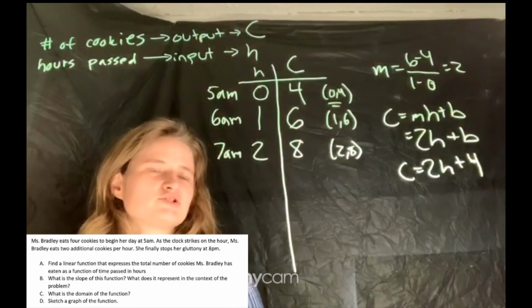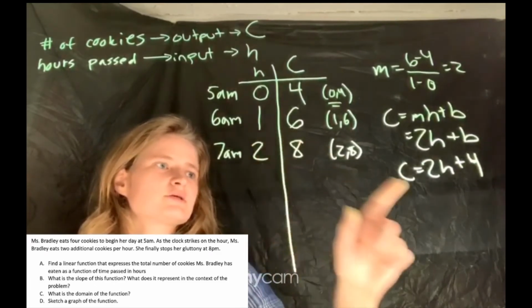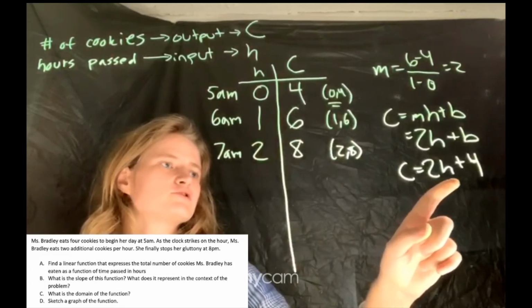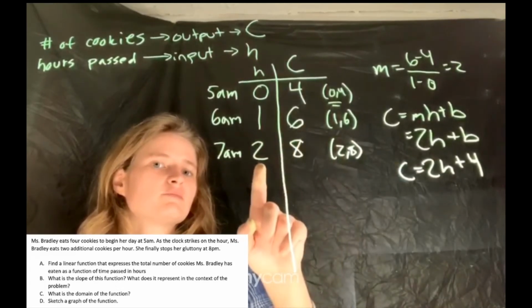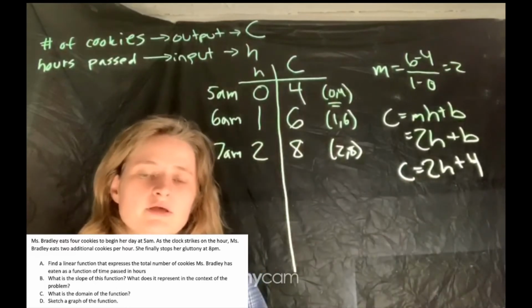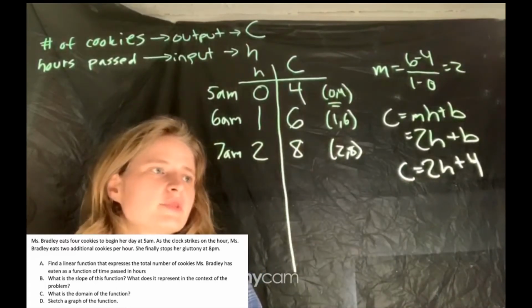And let's just check these 2 points. If I plug in 1 for h, then I'm going to get 2 plus 4 equals 6. If I plug in 2 for h, I'm going to get 4 plus 4 equals 8. So it looks like our linear equation checks out.